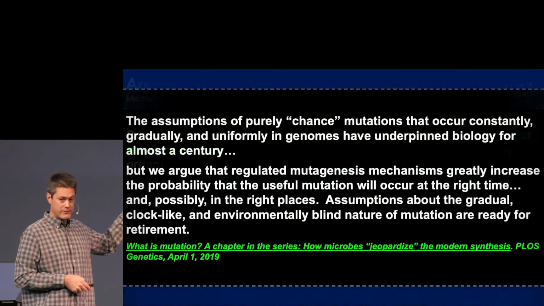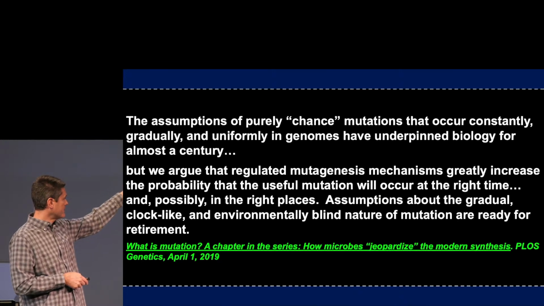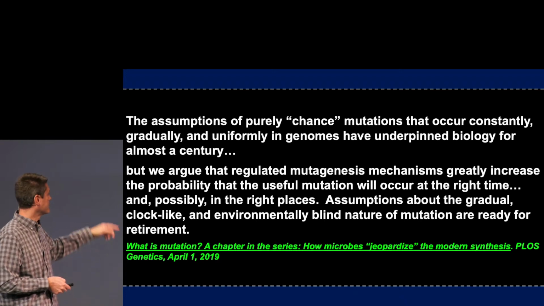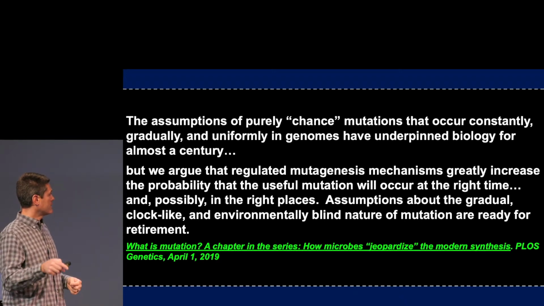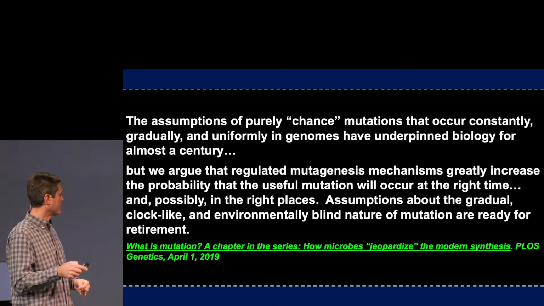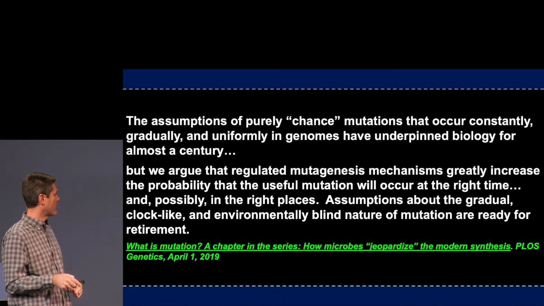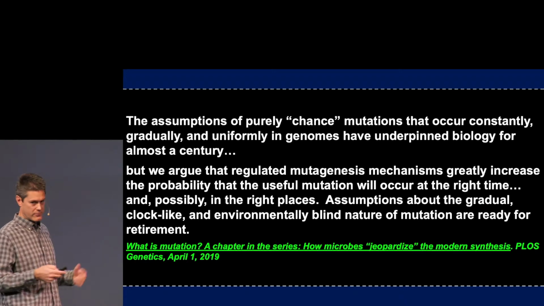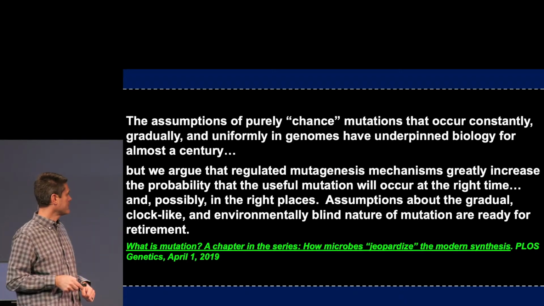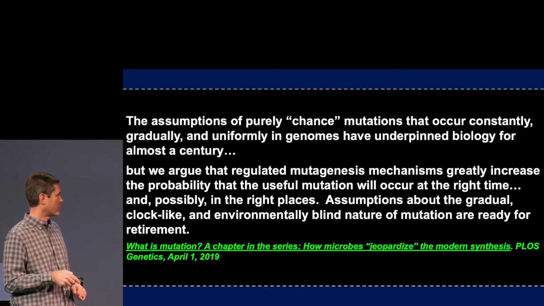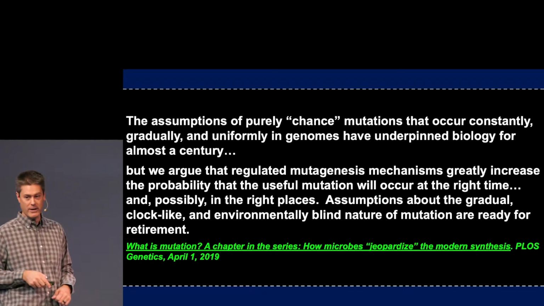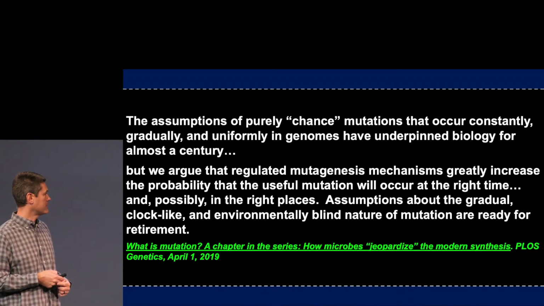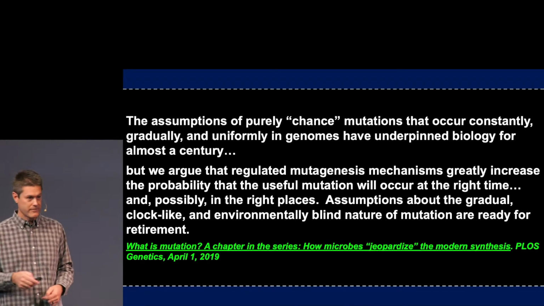So here's an example. This is from a chapter. This is the title. It says, "What is mutation? A chapter in the series, How Microbes Jeopardize the Modern Synthesis." Here's what it says. "The assumptions of purely chance mutations that occur constantly, gradually, and uniformly in genomes have underpinned biology for almost a century. But we argue that regulated mutagenesis mechanisms, so things causing mutations, greatly increase the probability that the useful mutation will occur at the right time and possibly in the right places. Assumptions about the gradual clock-like and environmentally blind nature of mutations are ready for retirement."